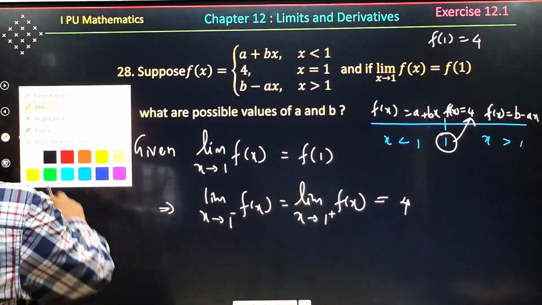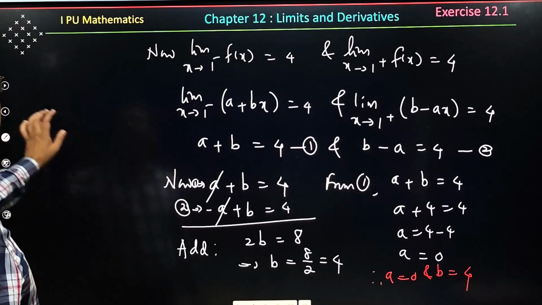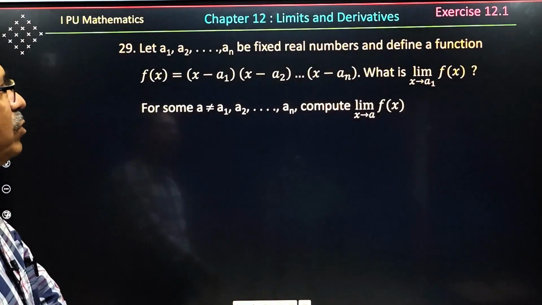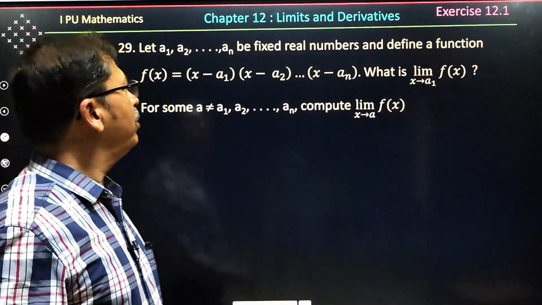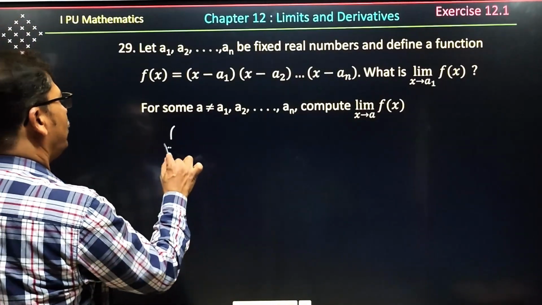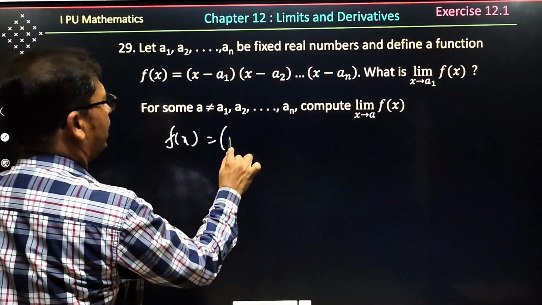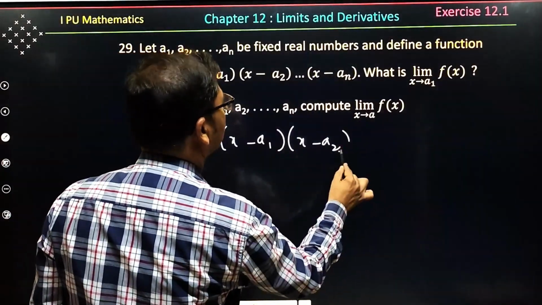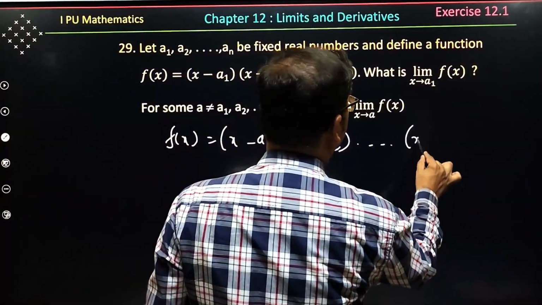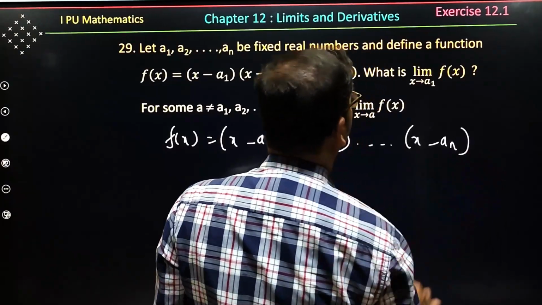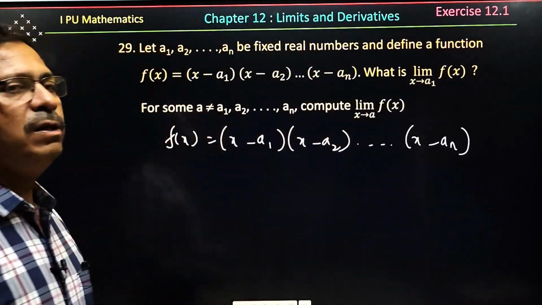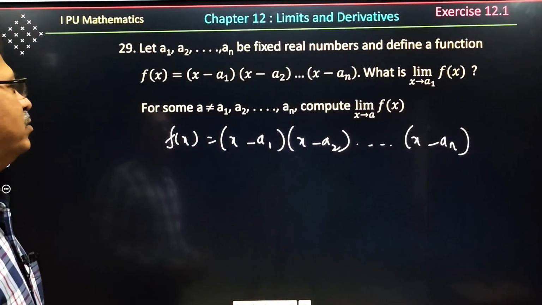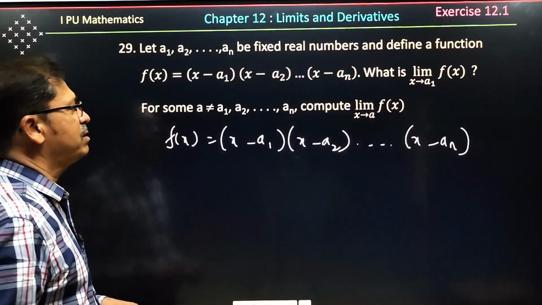Now let us move to the next question. See what's that? 29th question. See, they have given a polynomial expression f(x) is equal to (x minus a1) into bracket (x minus a2) and so on (x minus an) here. This is the polynomial expression. What is the limit x tends to a1 of f(x)?